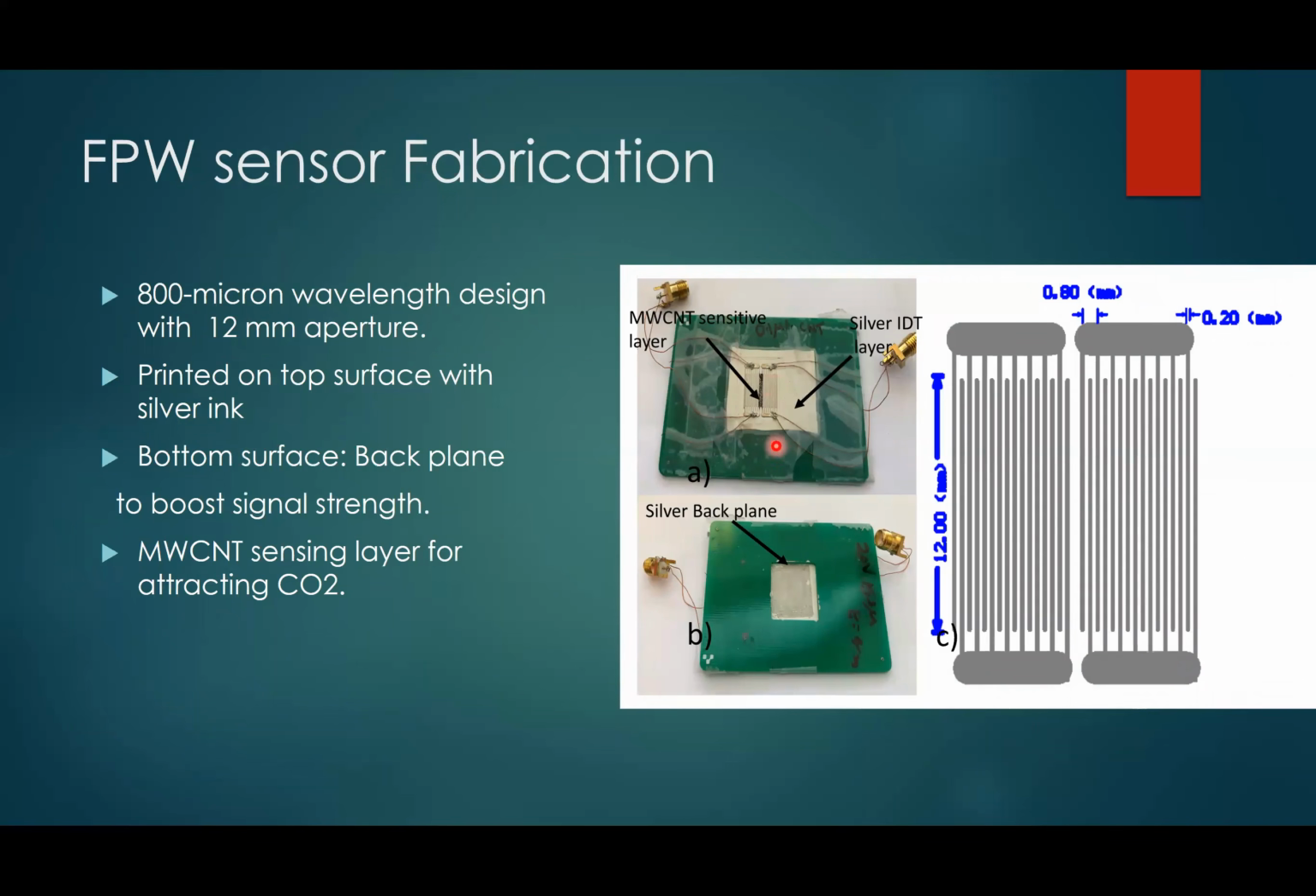That's the sensor that we fabricated. So that's the input and output IDT, interdigitated transducer, and we have the back plane. And then in between the input and output IDT, we put a multi-wall carbon nanotube layer as a gas sensing layer for CO2. And we connect some SMA connectors on the input and output IDT. And the sensor, in this case, is mounted on an FR4 board in this way.